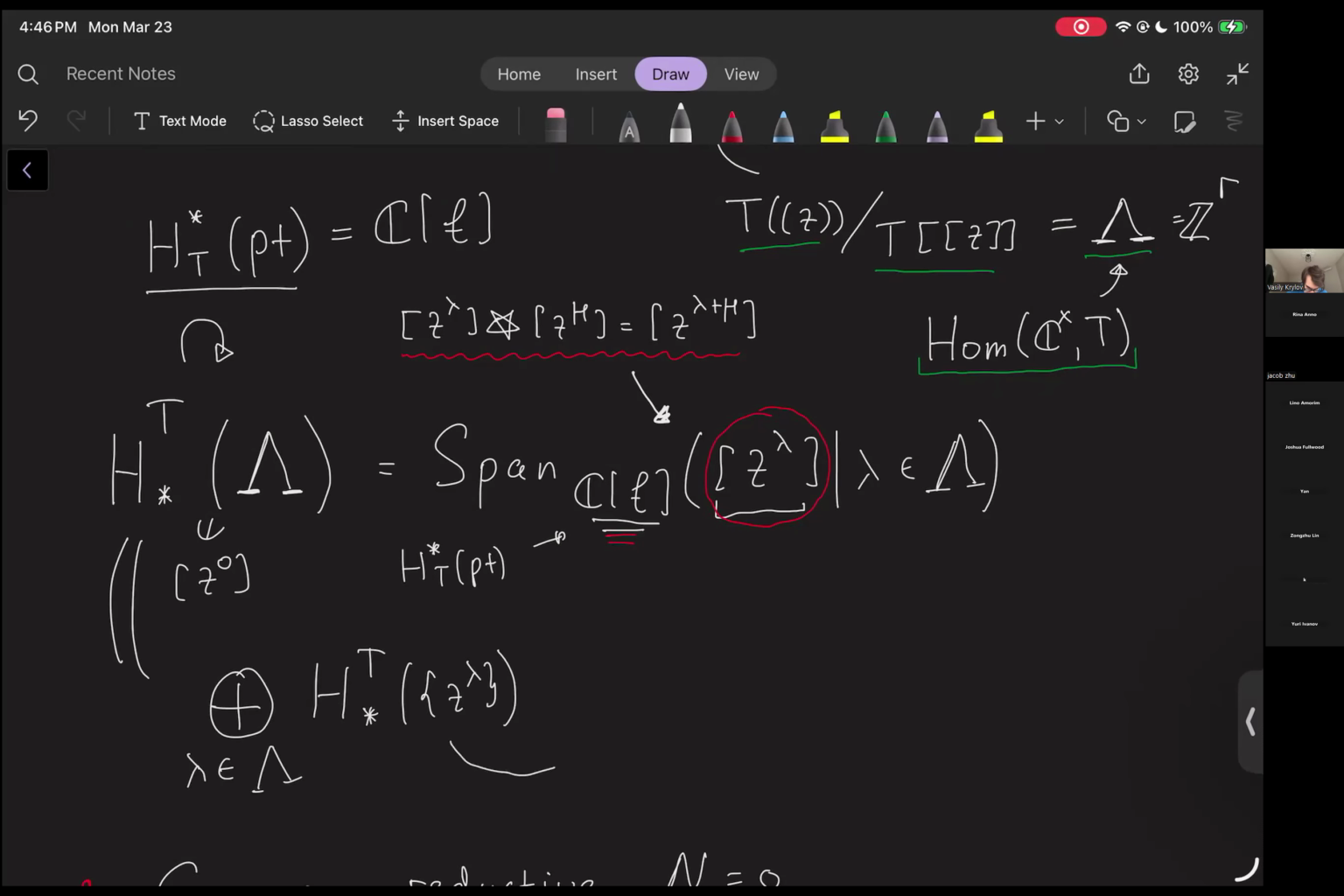And each of them, if you want, you can identify with equivariant cohomology of a point acting on the fundamental class of Z lambda. So we get this description: just a free module over functions on the torus with bases labeled by elements of our lattice. Does that make sense?